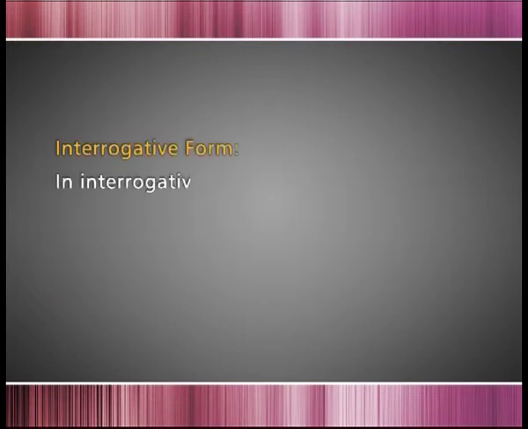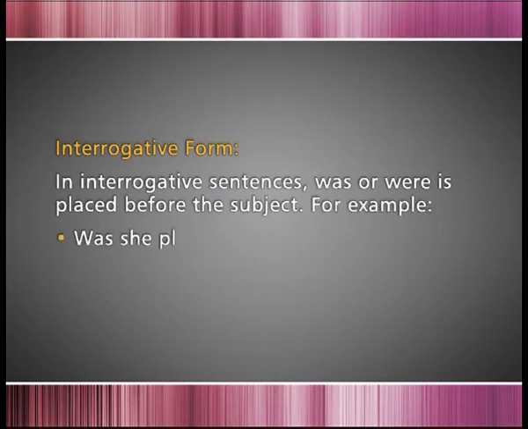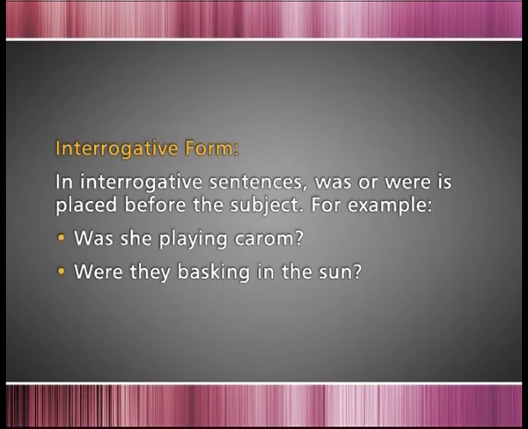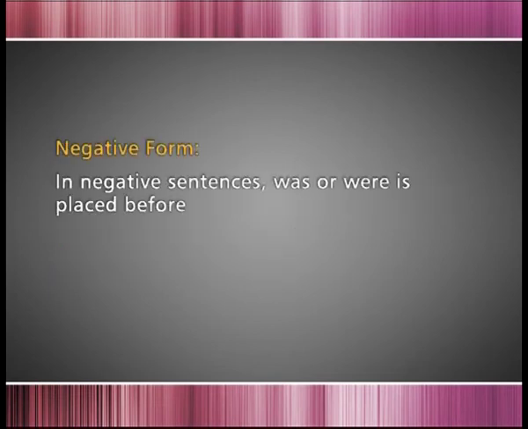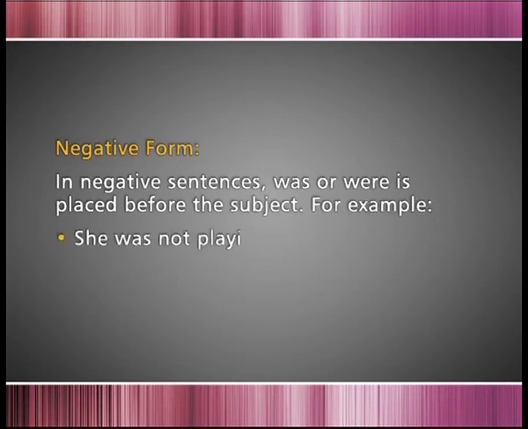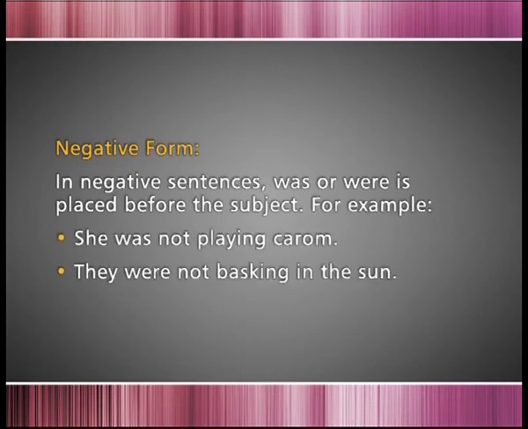Interrogative form. In interrogative sentences, was or were is placed before the subject. For example, was she playing carom? Were they basking in the sun? Negative form. In negative sentences, not is placed after was or were. For example, she was not playing carom. They were not basking in the sun.